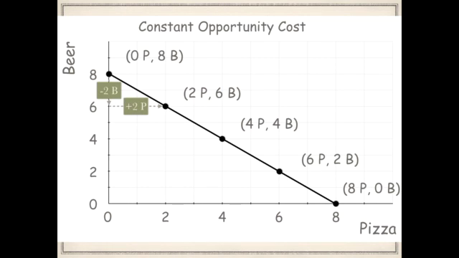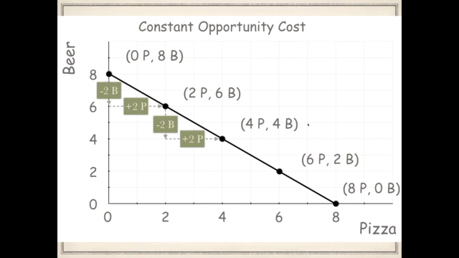All right. So let's take a look at if we move from that point, 2 pizzas and 6 beers, to a point where I'm producing 4 pizzas. So I'm moving from that point to that point there. Again, the question is how many beers have to be given up in order to move from 2 pizzas to 4 pizzas? Again, we lose 2 beers in order to gain those 2 pizzas.